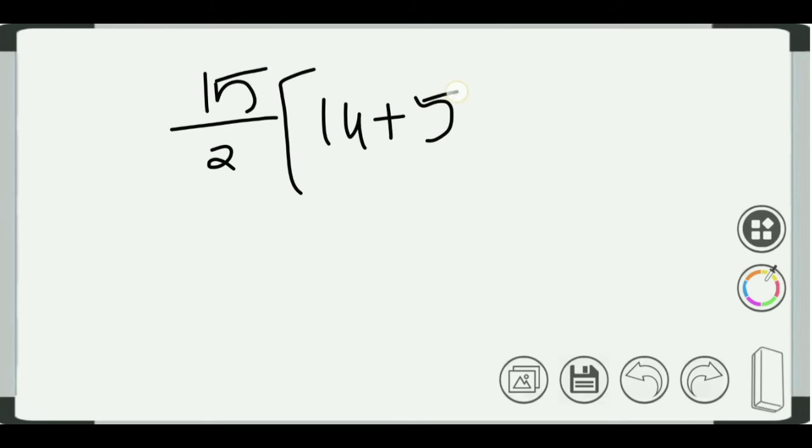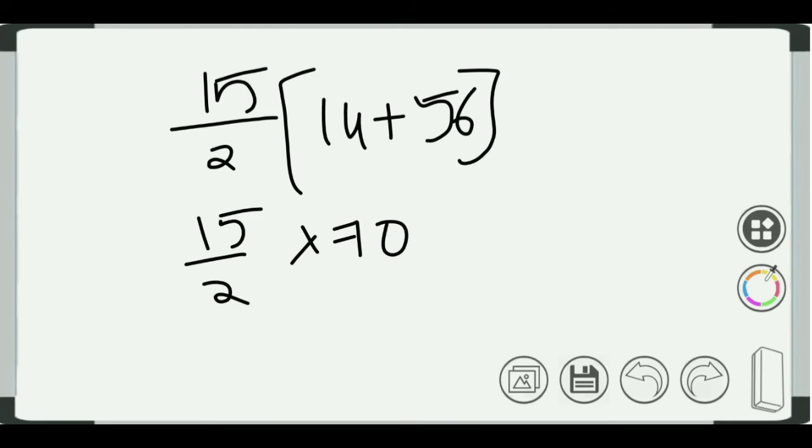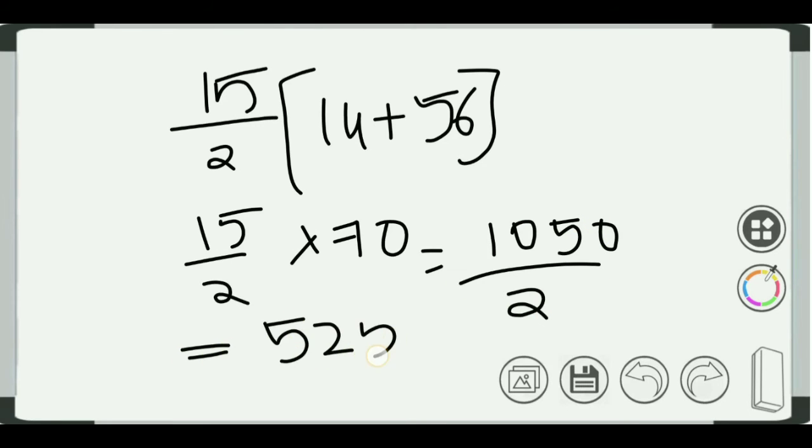14 plus 56 which is equal to what? 15 by 2 into 70. So 15 into 70 is 1050 divided by 2. Answer is 525. So this is your sum of 15 terms of this AP.